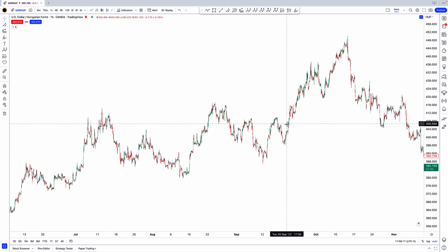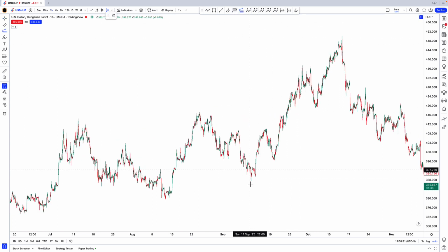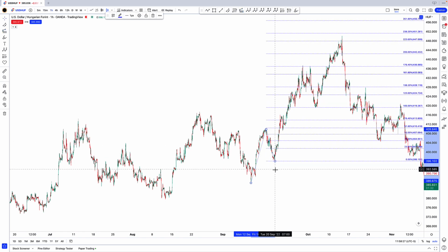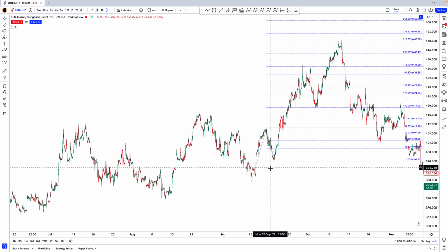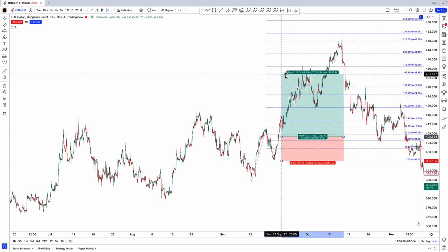So how would we derive targets? Well, you can employ a trailing stop loss. I like to look at Fibonacci extensions, which we cover as well in the Maverick curriculum. I like to look at the 161.8% extension. That gives us a risk-reward ratio on this particular trade of roughly 2.5 to 1.